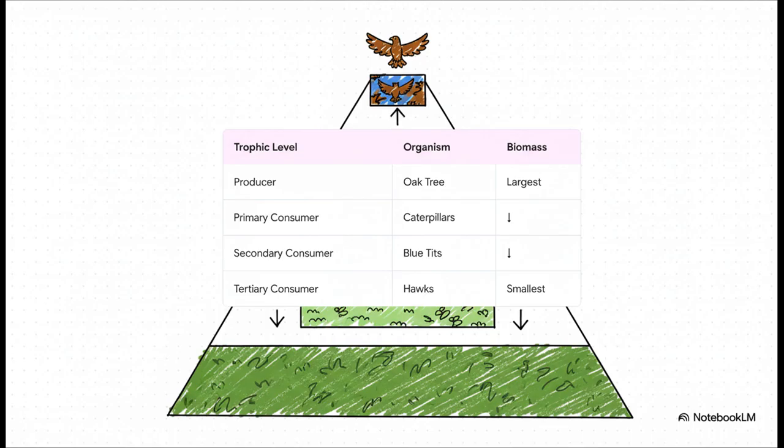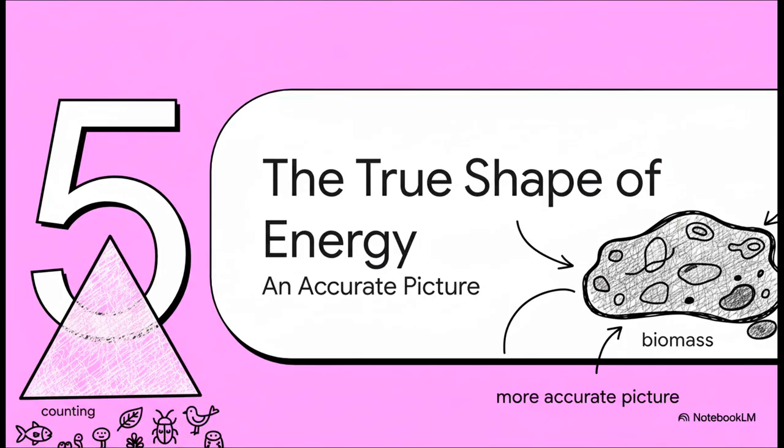That huge bar at the bottom now correctly shows that the oak tree has the most mass, the most stored energy, and it's supporting a much smaller total mass of caterpillars, which supports an even smaller mass of birds, and so on. Sanity has been restored. And this really brings us to the main point of all this. While sure, counting can be useful sometimes, it's biomass that gives us the true picture, a much more accurate look at how energy is really structured in an ecosystem.